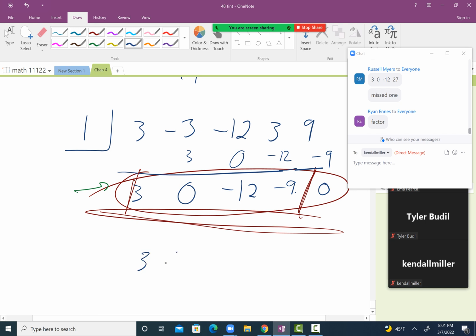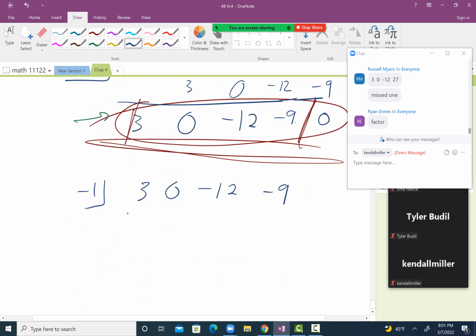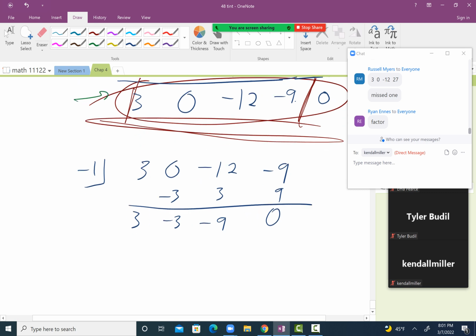We could do synthetic division again, right? Because remember, we have another x-intercept. We still have -1, all right? We still have that. So we use synthetic division again, all right? We know we're going to get a 0, and there is our quadratic, okay?